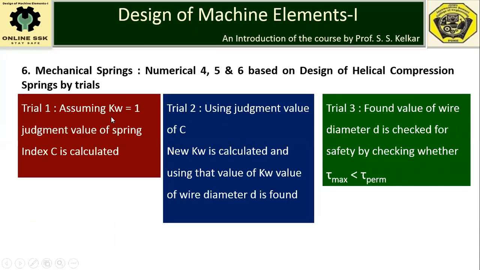So here I have summarized the procedure. During trial number 1, assuming Kw is equal to 1, we have to calculate the judgment value of spring index C. During trial number 2, using that judgment value of C, we have to calculate the judgment value of Kw and wire diameter d. During trial number 3, we have to check whether wire diameter d, which was found during trial number 2, is safe or not.